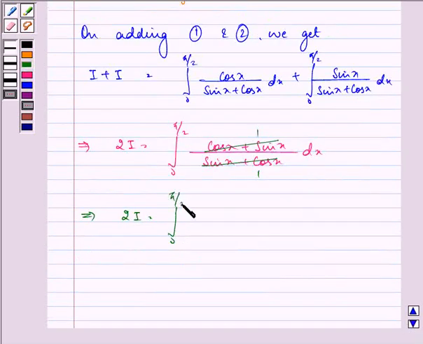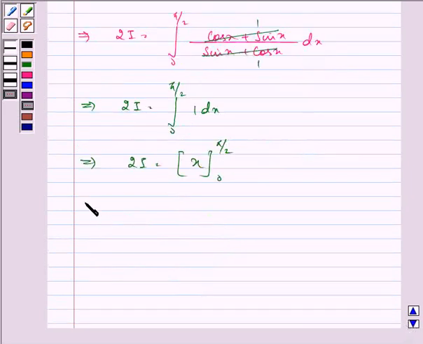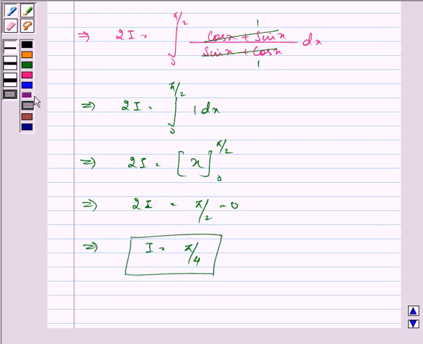This gives 2I equal to x, these are the limits that we are going to use. That is 2I is equal to pi by 2 minus 0. That gives us I is equal to pi by 4. Right? So, the value of integral 0 to pi by 2 dx upon 1 plus tan x is equal to pi by 4.